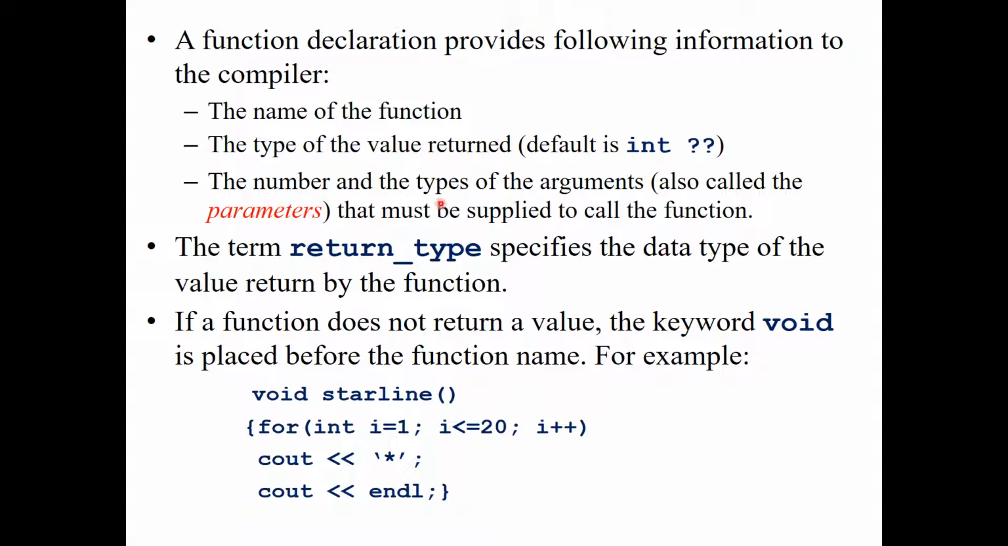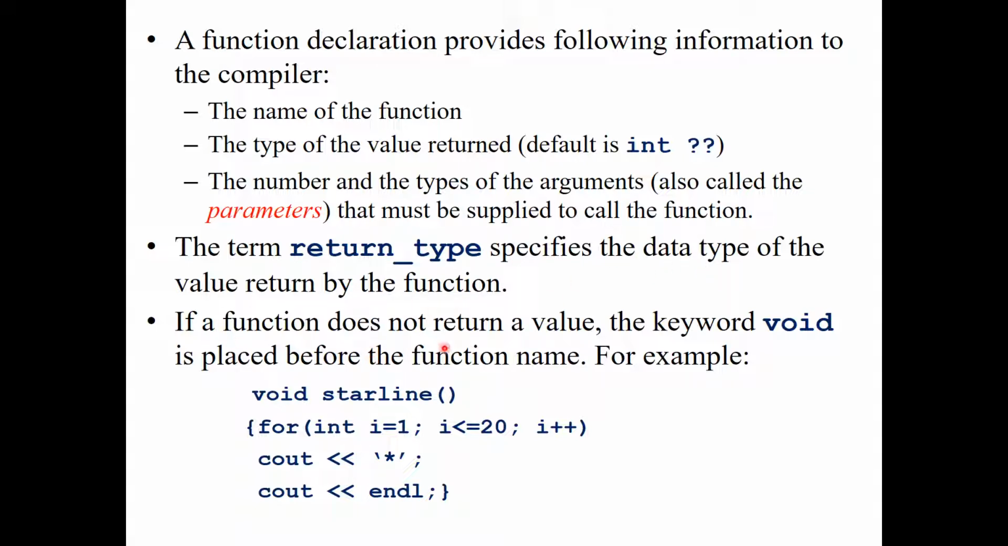So the number and the types of the arguments which must be supplied to call the function are also mentioned in the declaration. The name of the function is mentioned in the declaration, and the type of the value returned is also mentioned in the declaration. So the return type specifies the data type of the value returned by the function.